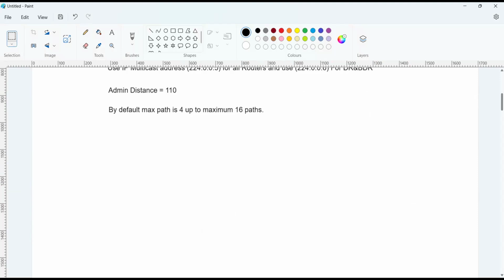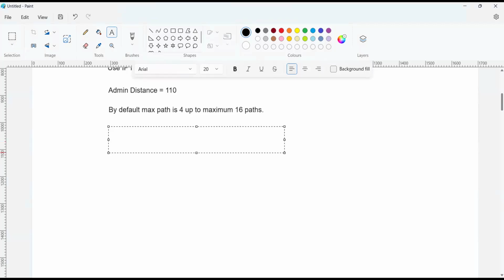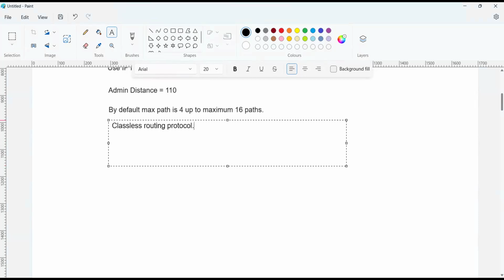And it is a classless routing protocol. Link state routing protocols are all classless routing protocols by default. What does that mean? What is a classless routing protocol? What does it mean?